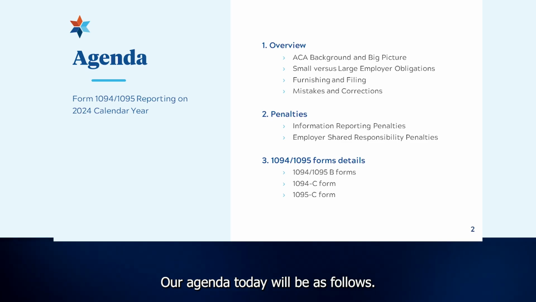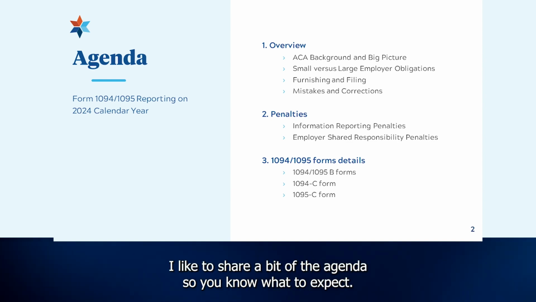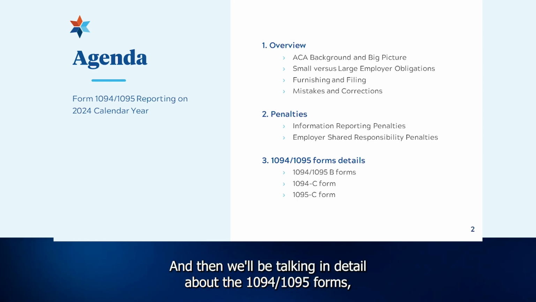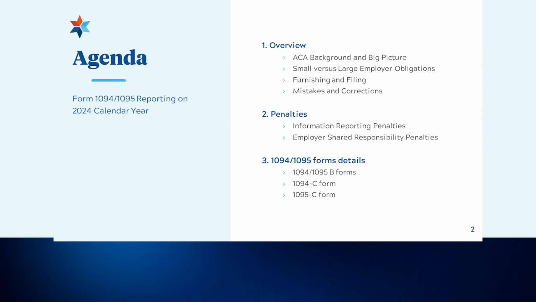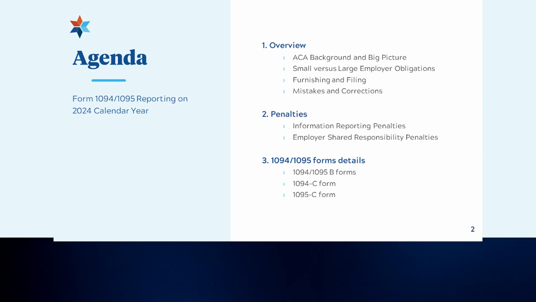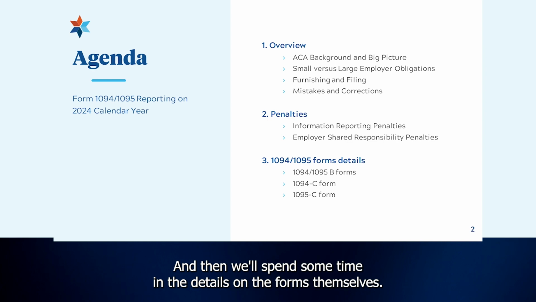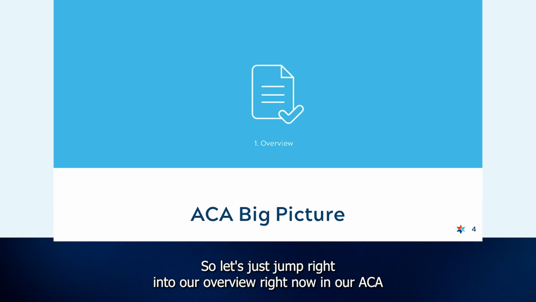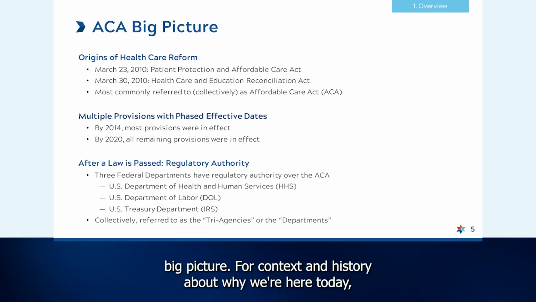Our agenda today will be as follows. I like to show everybody the agenda so you know what to expect. We have an overview, then we'll be talking about penalties, and then we'll be talking in detail about the 1094, 1095 forms. The overview and the penalties will take about half of our time, and then we'll spend some time in the details on the forms themselves. So let's just jump right into our overview right now in our ACA big picture.